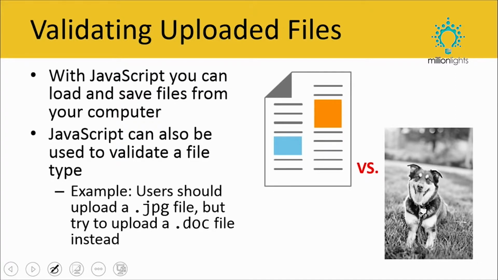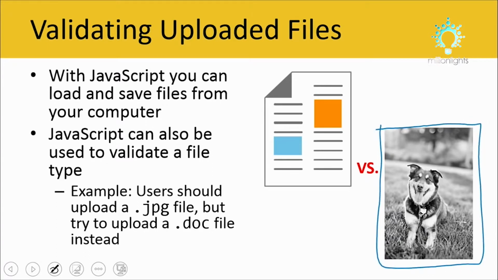Sometimes you're going to ask a user to upload a specific type of file, like maybe I want to go ahead and upload a picture of, there's my dog again, $500 an hour dog model, Stella. But what might happen is that a user might go ahead and try to upload a .doc file, right? We don't want that to happen, and so we can use JavaScript to tell our users that, hey, you're uploading the wrong file. You definitely should upload a JPEG. Do that instead, right?